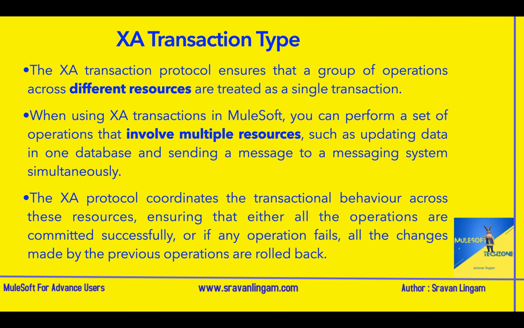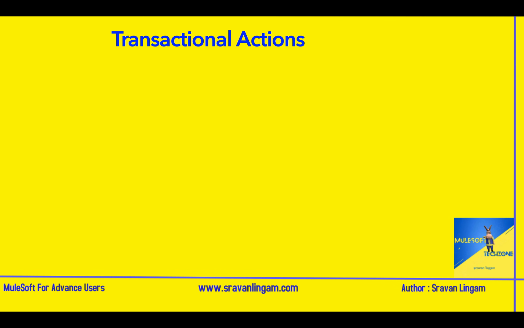You can see the definitions of the local and XA transaction types. They are both the same, only that local is about one single resource, or one connector. But if we are dealing with more than one connector or more than one resource, then we have to go with the XA transaction type.